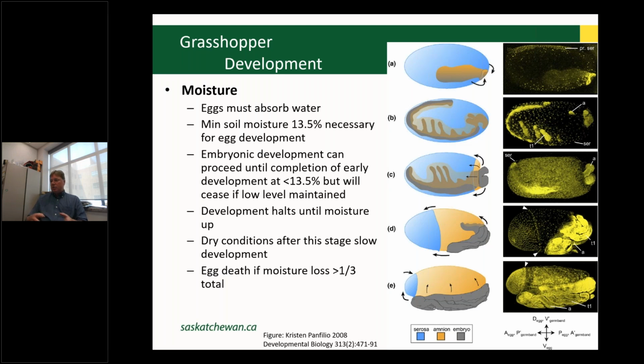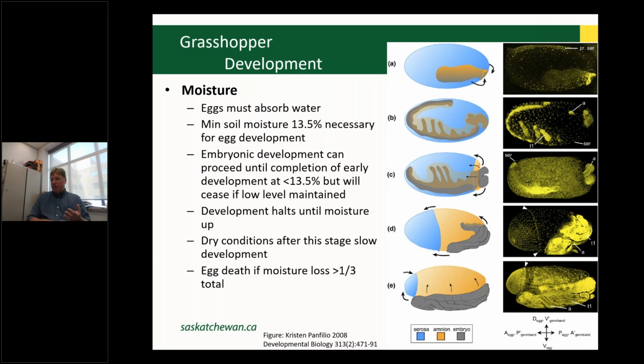So delayed development, or delayed diapause, is relatively common in insects where the environment is a little bit uncertain. And of course, on the prairies, there are no guarantees. And all of these animals are native and have evolved in these conditions of constant uncertainty. So that development is going to halt until moisture increases. Dry conditions after this stage are going to slow development again, but they're not going to stop it. What you will see is egg death if moisture drops below one third.